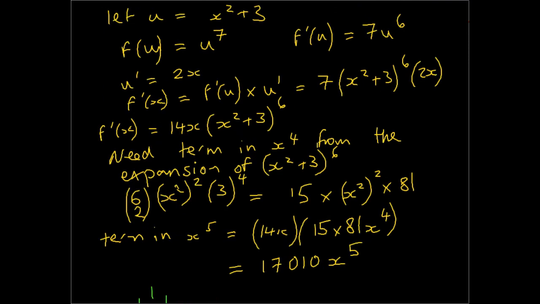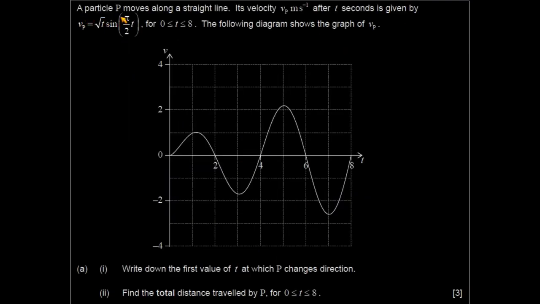Okay, this question says a particle P moves along a straight line. Its velocity v_P meters per second after t seconds is given by the equation here. v_P is the square root of t times sine of pi over 2 t, for t between 0 and 8. The following diagram shows the graph of v_P. We've got a little diagram here. So part A says write down the first value of t at which P changes direction.